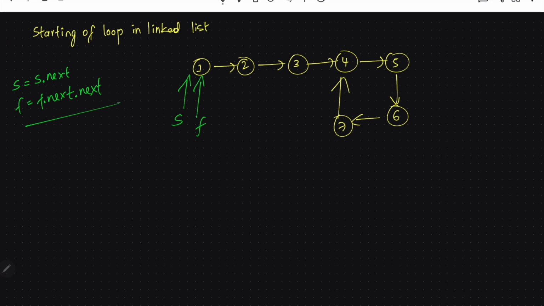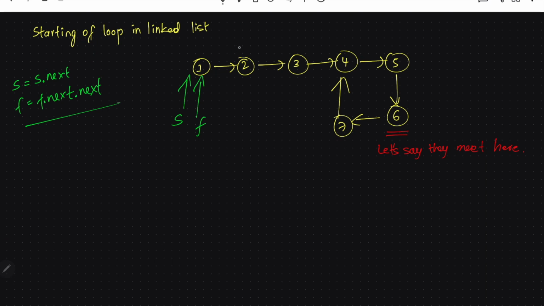And let us say they will meet inside the loop, because once they enter the loop they will keep on iterating over that loop and they will meet at some point, because the speed of fast is more than the speed of slow. If two persons are running inside a circle and they don't have a matching speed, then they will meet at some point. We are considering some arbitrary node as the meeting point. Let's say they meet at 6.